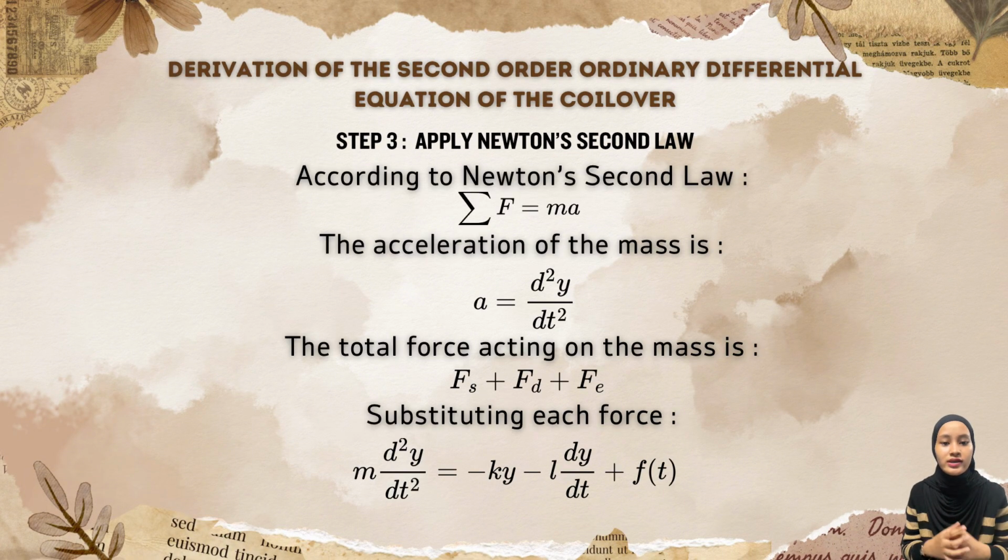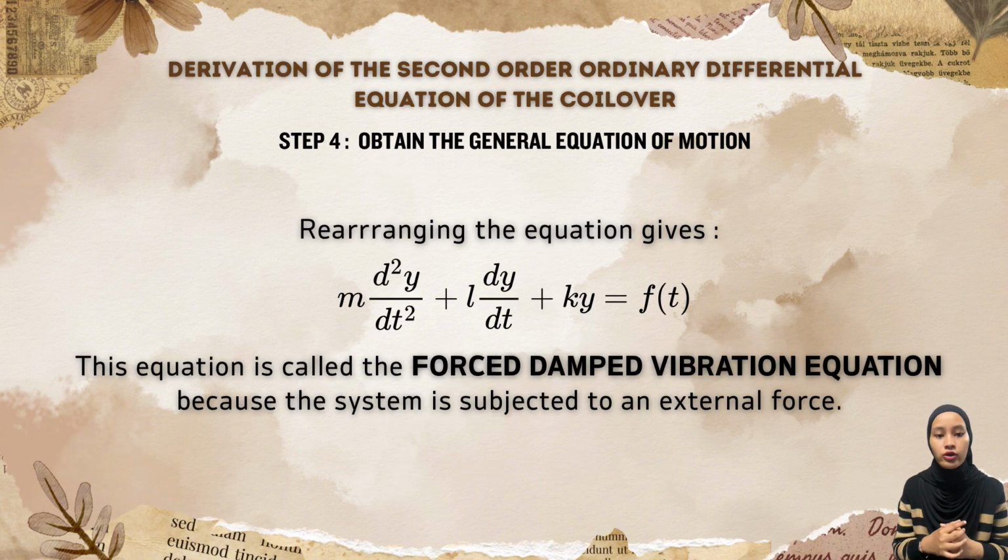Now we will apply Newton's second law to the three forces, and by substituting each force, we will get m times the second derivative of y equal to negative ky, negative L times the first derivative of y, plus external force F(t). In step 4, we will obtain the general equation of motion by rearranging the equation. This equation is called the forced-damped vibration equation because the system is subjected to an external force.